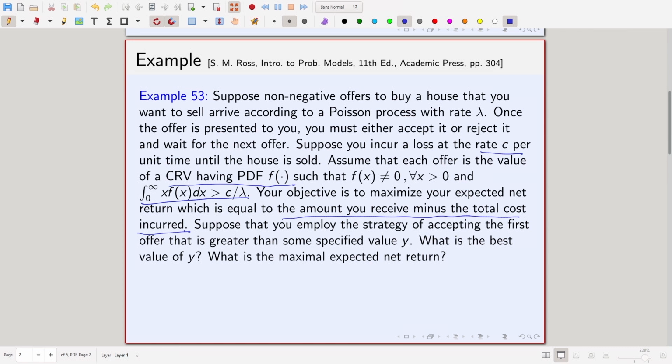So, the questions are: find that value of y, and what is the maximal expected net return for that optimal value of y. Fine. So, the question is clear. So, now we will try to solve it.